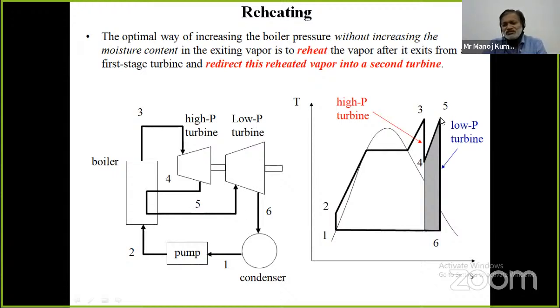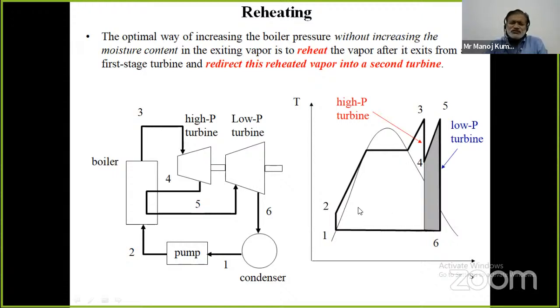It is not always recommended to superheat it to the initial temperature, that is, T maximum, T5, T3, but sometimes it is even lower than T3. So it is superheated again in the boiler and again supplied to the low pressure turbine and expanded reversibly adiabatic up to the condenser pressure.